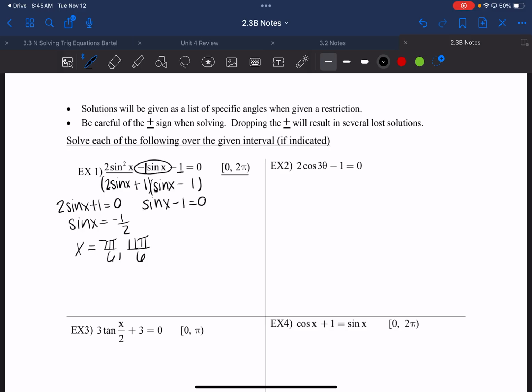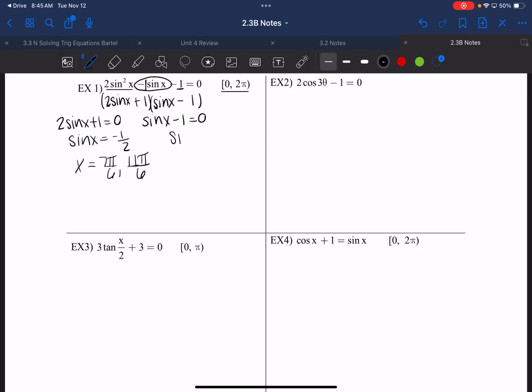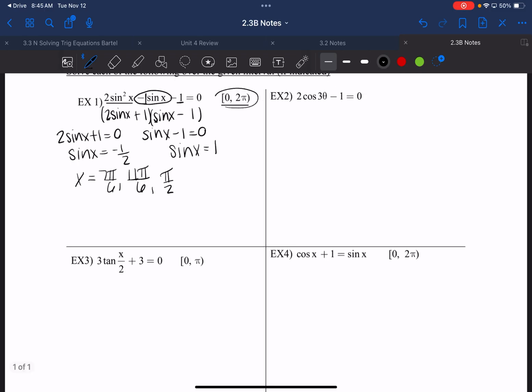All right, and then let's see if we can come up with any more solutions based on that other factor. So when I solve my other factor, what do I get? Sine of x equals 1. Okay? So where is that going to occur? Pi over 2, and pi over 2 only, right? I don't put plus or minus on this answer because they said it was over a specific domain, right? Not continuous. All right? Okay.